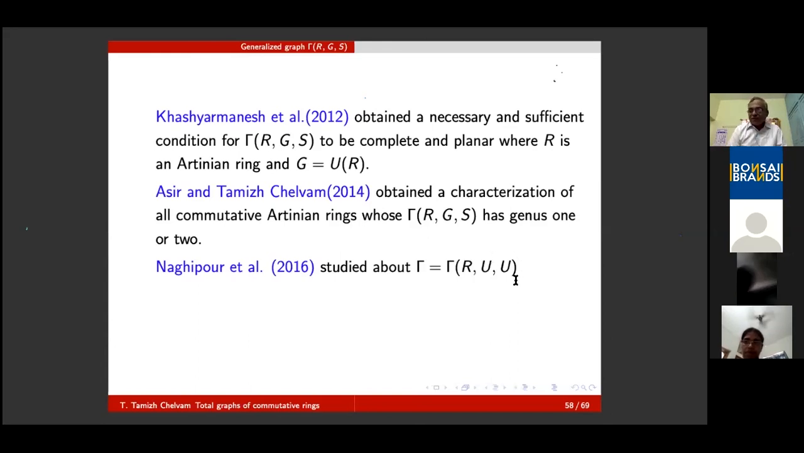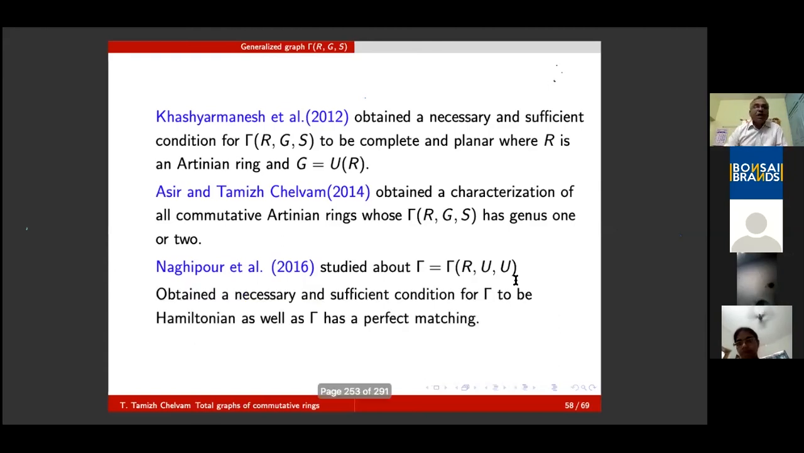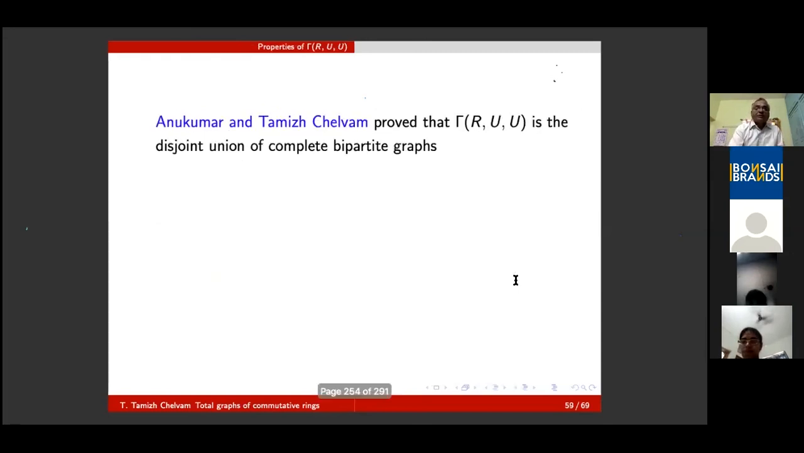Instead of taking a subgroup, take the full group. Instead of taking a subset, take U as S. So they have studied gamma R,U,U. Of course, they have very excellent properties. They obtain a necessary and sufficient condition for this gamma to be Hamiltonian, as well as to contain a perfect matching.